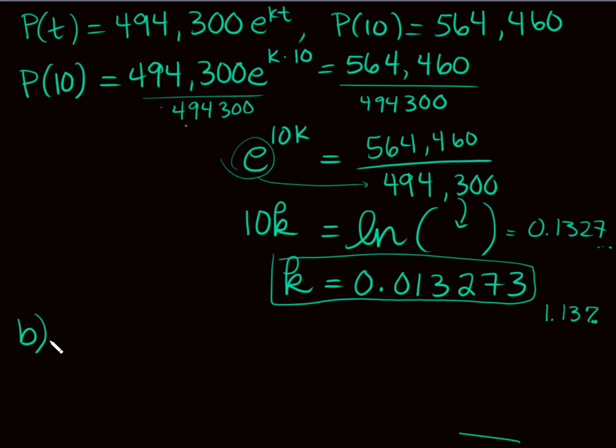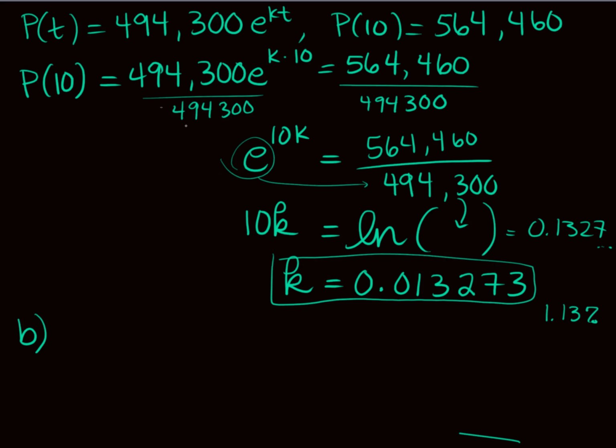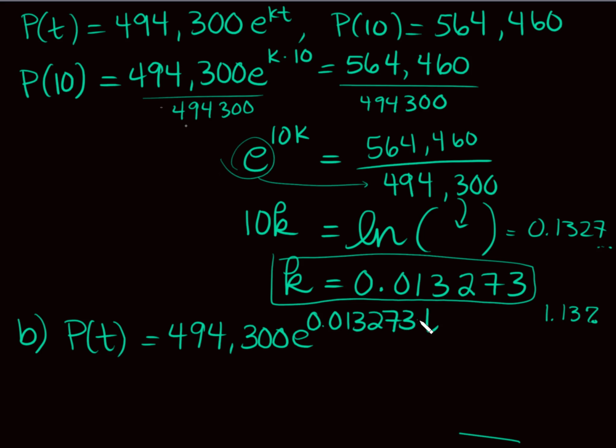Okay, so what do we want to find now? Part B is asking us to estimate the population in 2025. All right, so what do I know? I know my population function is 494,300 e to the 0.013273t, right? And they want to know what's the population in 2025. So put in 25.